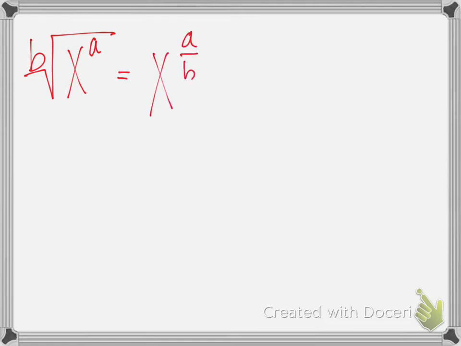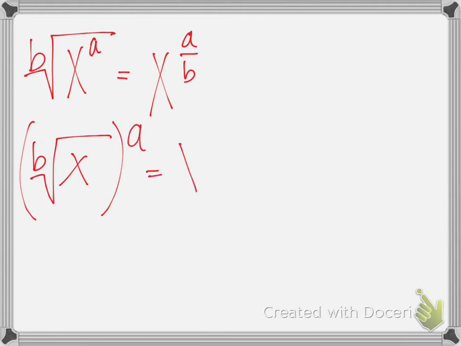So before I start, I want to make sure that you know the rule. So we have the b-th root of x to the a power equals x to the a over b, okay? Another way that this can be written is like this. So the second example just has the parentheses around and the a is on the outside, okay?